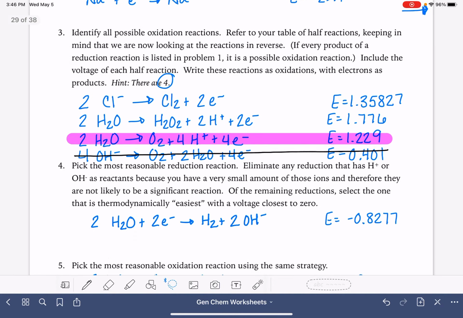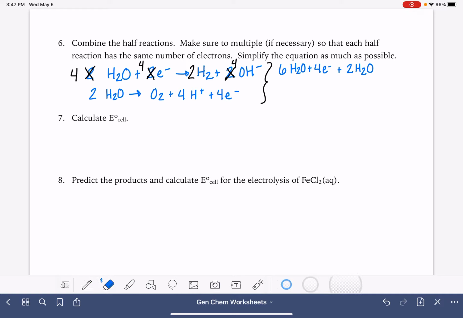Let's just right now combine those together. We have 4 waters and we also have 2 waters. Let's just put that together as 6 waters. And then over on our products side, these are all of our products right here. We have 2 H2, we have 4 OH minus, we have O2, we have 4 H plus, and we have 4 electrons. Now, just like with balancing redox reactions, we do want to be able to cancel those electrons out, so let's cross those out.